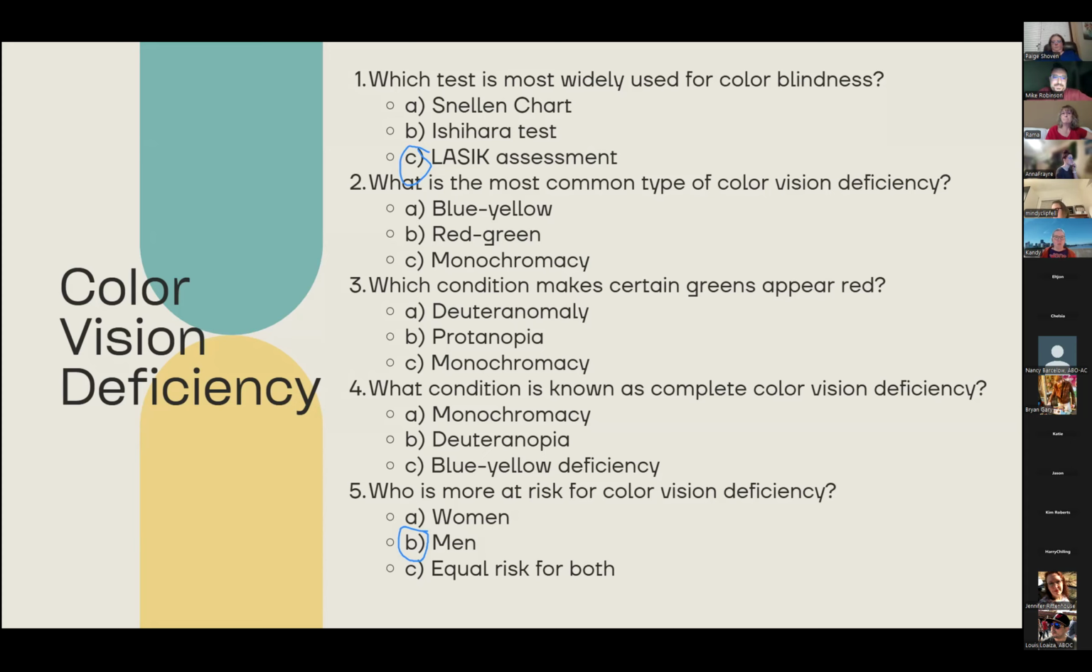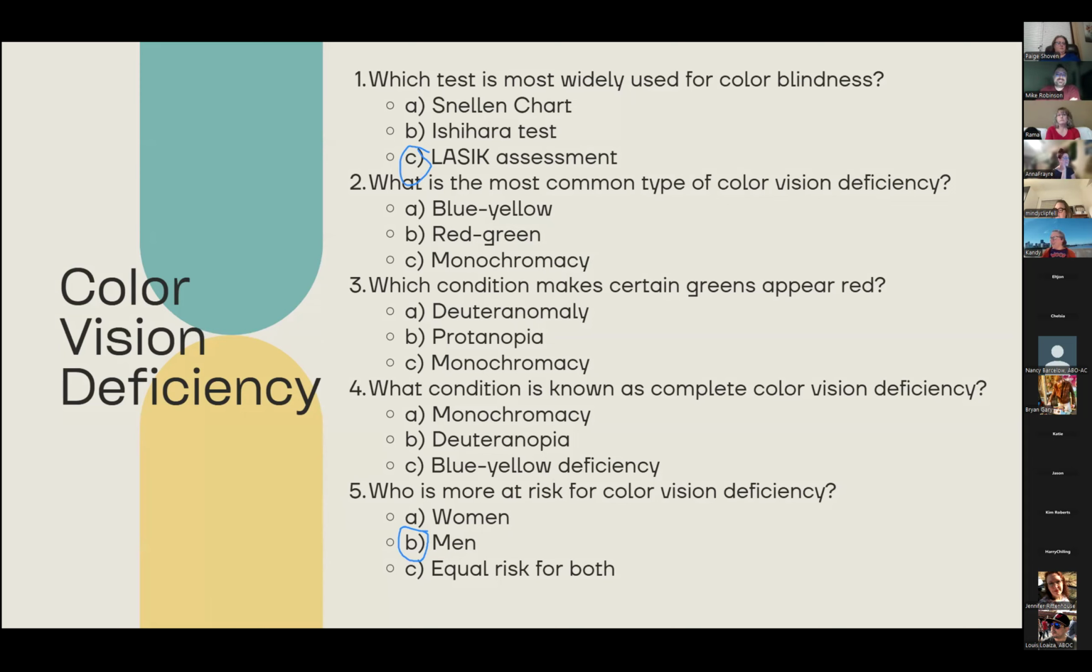Number 4. What condition is known as complete color vision deficiency? A, monochromacy. B, deuteranopia. C, blue-yellow deficiency. There's the answers again. And Anna, you got that one right. You're the only one that guessed it. So congratulations. Yay, Anna. You get to present a more complicated one.